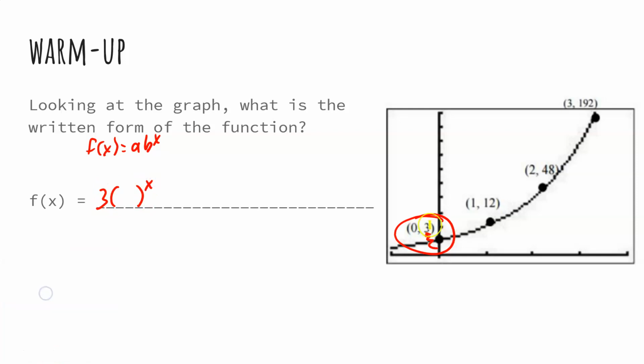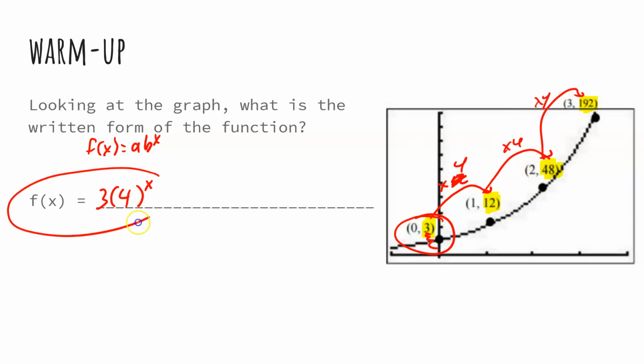Well, for my b's, again, I compare my y value. So really, this is just giving me 4 points. So to get from 3 to 12, well, that I know I multiply by 4. 12 to 48, times 4. This is also times 4. So my answer is 3 times 4 to the x. Again, I could have done 12 divided by 3, which gives me 4.